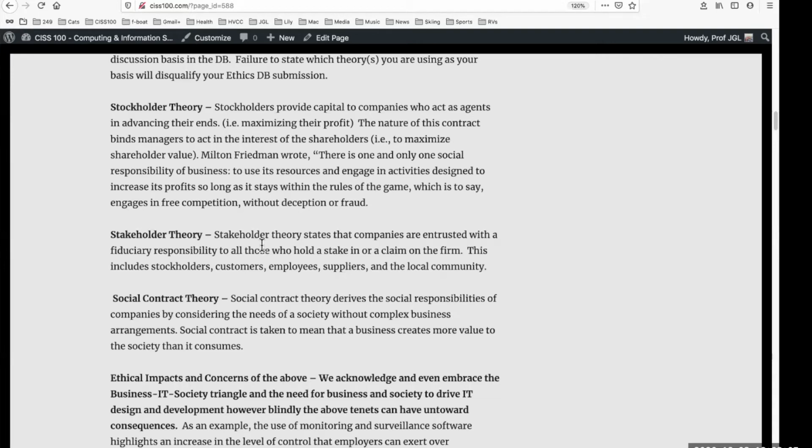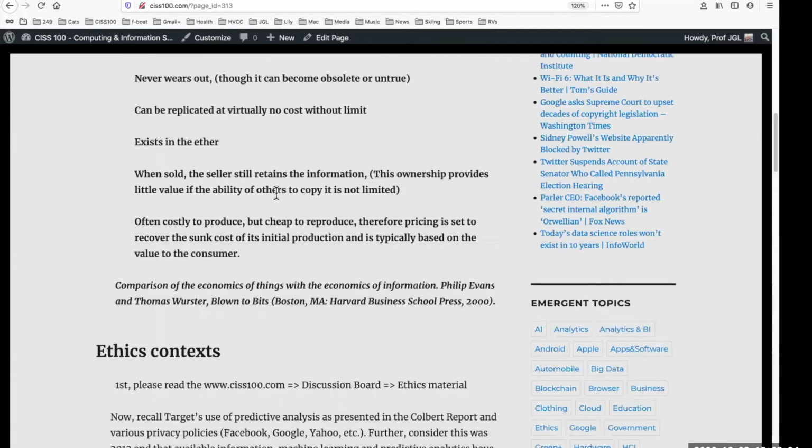Stakeholder theory: well, I'm concerned about my stockholders and their earnings, but I also want to take care of my stakeholders, whether it's just my employees or whether it's users of whatever my organization is doing. And lastly, social contract theory, which states that an organization strives to do more good than the resources it consumes. So stockholder, stakeholder, and social contract theory. I'm going to jump back. I'm going to show a video here.